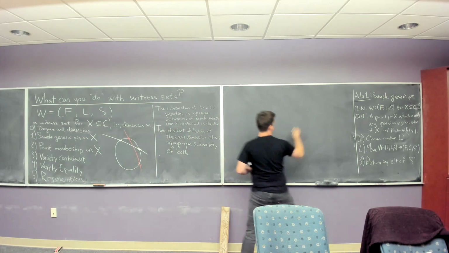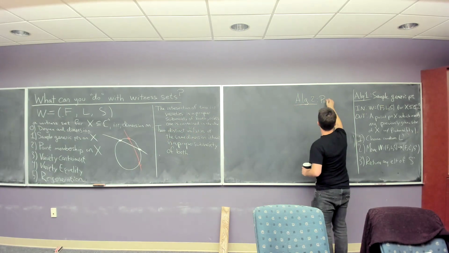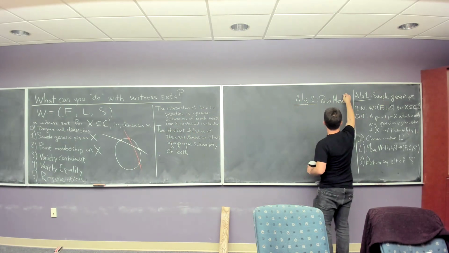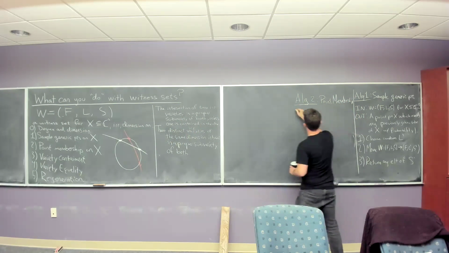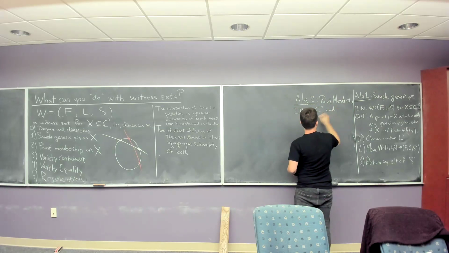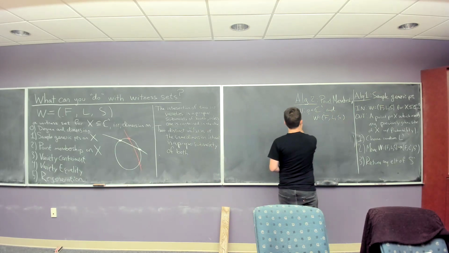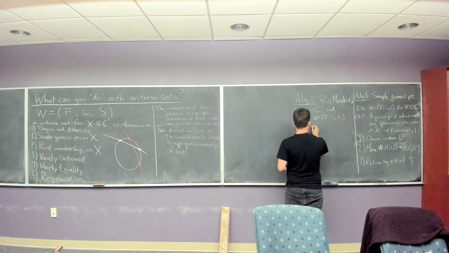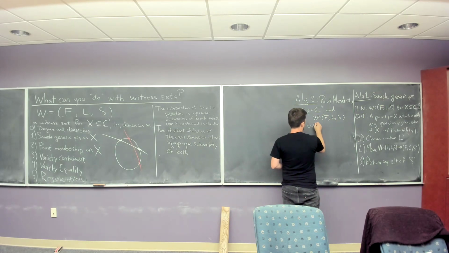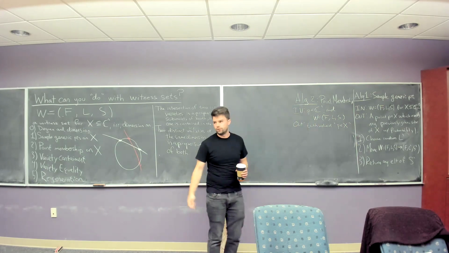What is a point membership algorithm? We'll write the algorithm first, what it should do, and then we'll cook up the steps. Input will be some point P and a witness set. Again, X is an irreducible m-dimensional subvariety of C^n. Output: the truth value of whether or not P is in X.